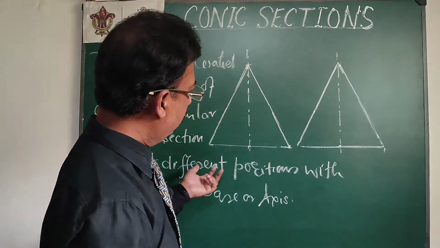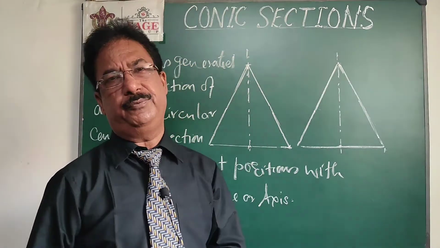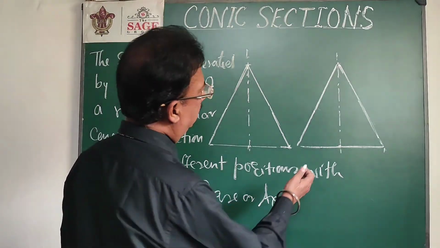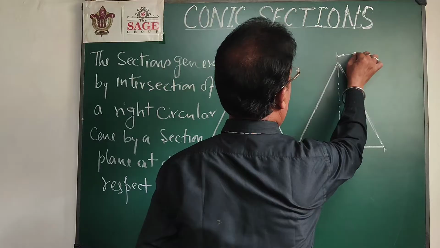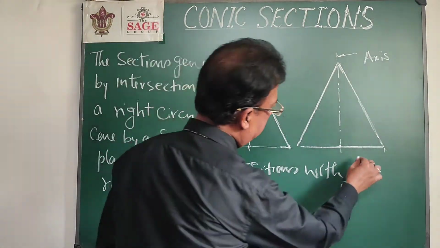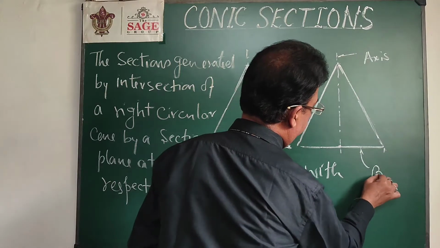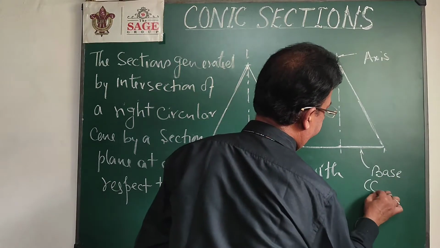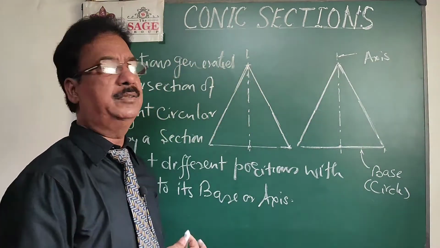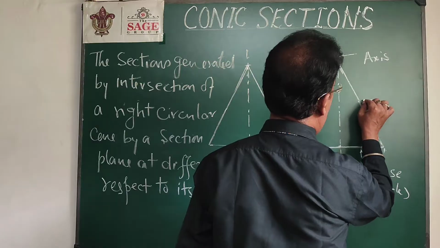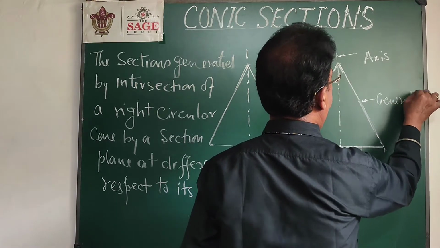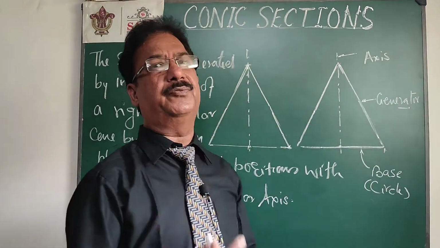As you can see, I have drawn these two figures. These are the front view of a right circular cone. In this cone, this line is known as the axis. This is the front view of the cone, and this will be the base, which is a circle. The cone is completed by a curved surface, and this line is known as the generator. We call it the generator because that line generates the curved surface of the cone.